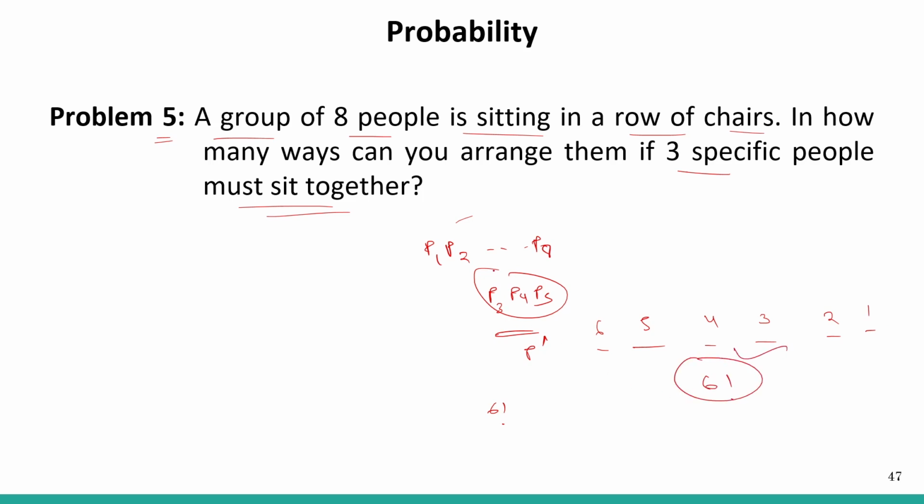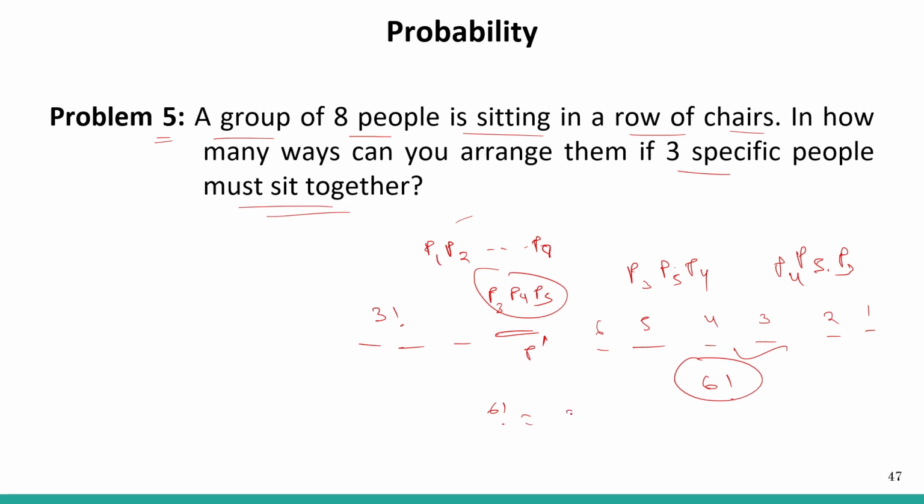But you see, in a row they sit together, but they can also be arranged among themselves, like P3, P5, P4. This is a case. P4, P5 and P3, and so many more. So how many ways can they be arranged? It will be 3 factorial, 3 into 2 into 1, because for the first place there are 3 contenders, for the second place there are 2, and for the third there is 1 contender.